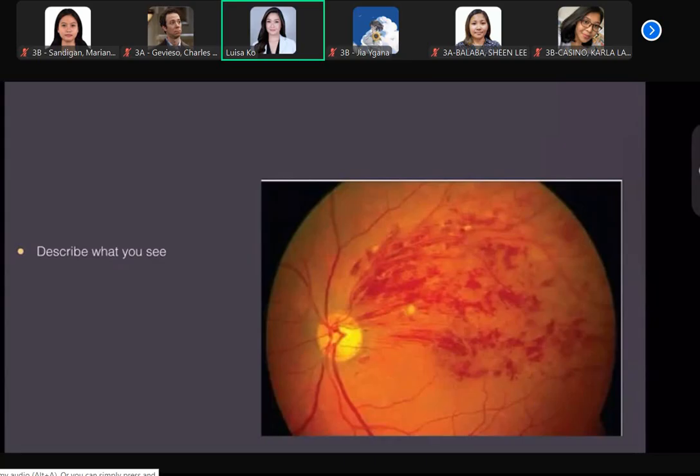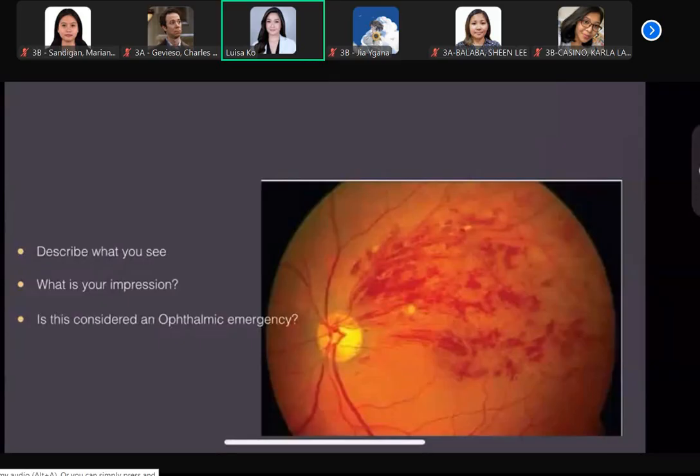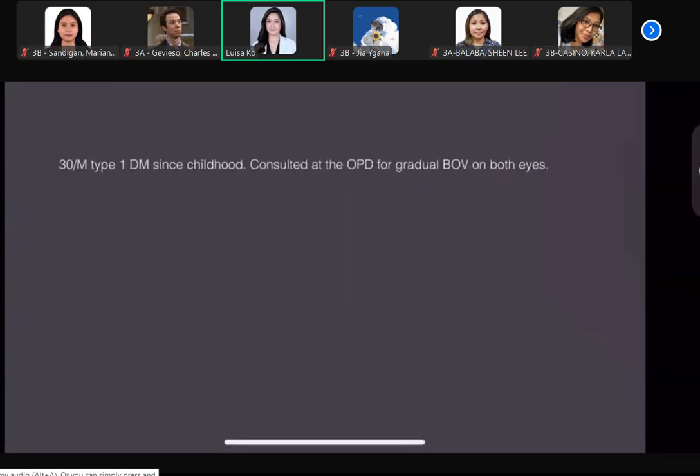You will also see on some areas here there are cotton wool spots. No, what does a cotton wool spot look like? It looks like that cotton ball. There are about 4 spots there that look like cotton wool spots. Okay, what's your impression? We already discussed impression. Again, not an ophthalmic emergency.